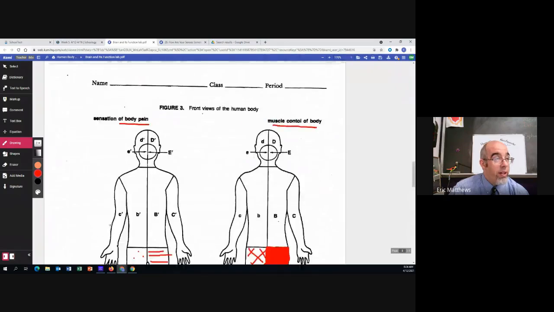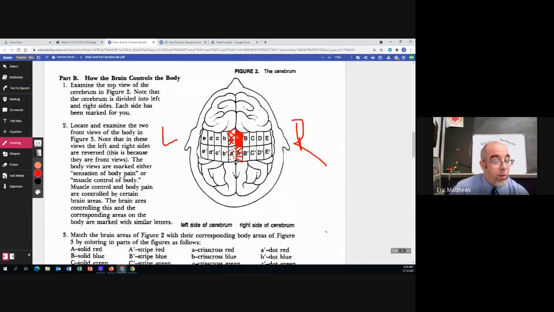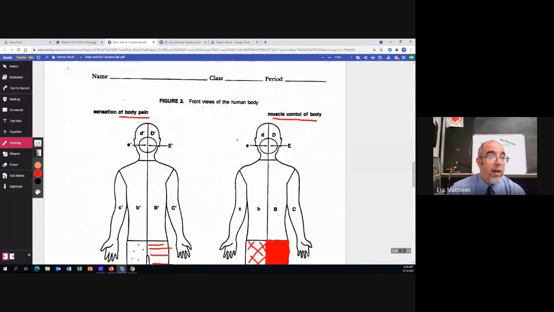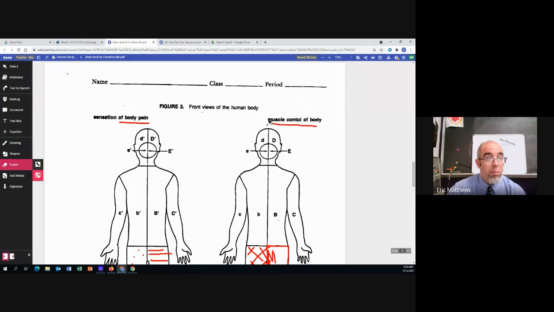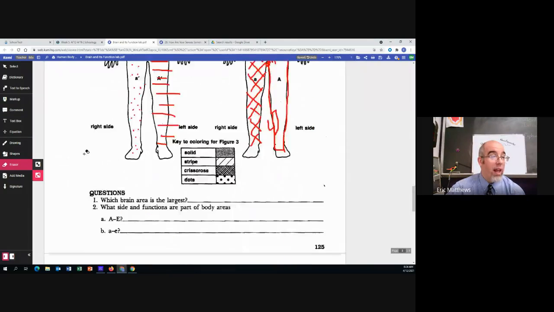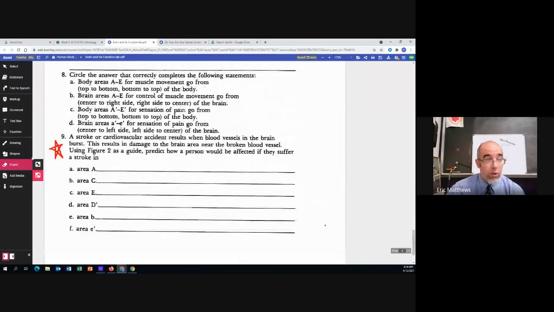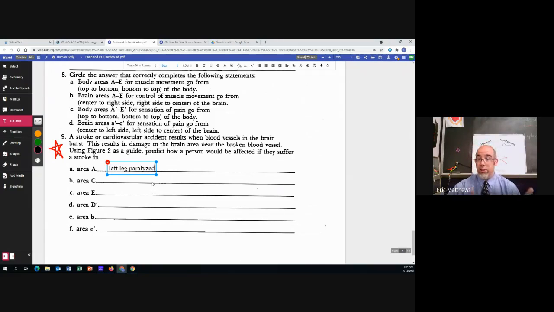So you come back up here to the areas. Capital A is right here. Now, if they suffer a stroke and this part of their brain takes damage, so it can't work right, come down here. Well, capital A is right there. That is the left side muscle control. So what would happen to their left leg? If they have a stroke that affects part A, then their left leg is now paralyzed because they lose the ability to control the muscles.